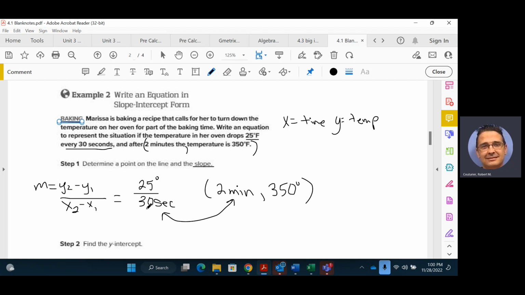Oh, minutes. How many seconds are actually in a minute? That's right, 60. So we need to rewrite this in the same units. Okay, and if we do that, we have what? To get to a minute, we need to multiply this by 2 to get it to 60 seconds, right? And 60 seconds is equal to 1 minute.